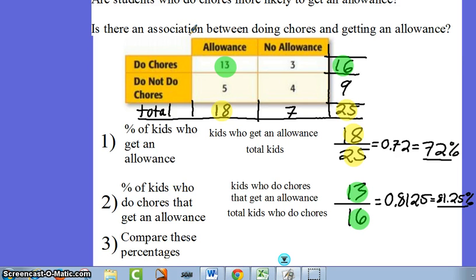Now, later in mathematics, you'll have a more complicated way of looking at these numbers, but for now it's going to be very simple. This is the percentage of kids who do chores and get an allowance. This is the percentage of kids who just get an allowance. So you can see the kids who do chores are more likely to get an allowance than just kids in general. So I would say yes, there is an association between doing chores and getting an allowance.